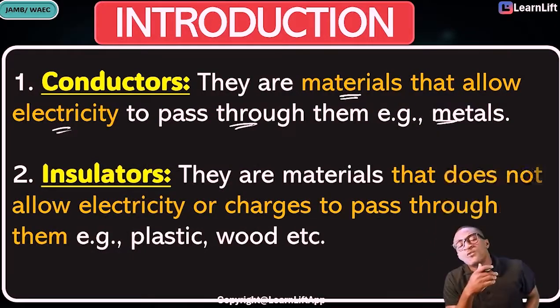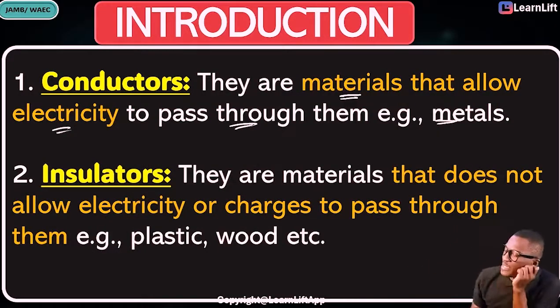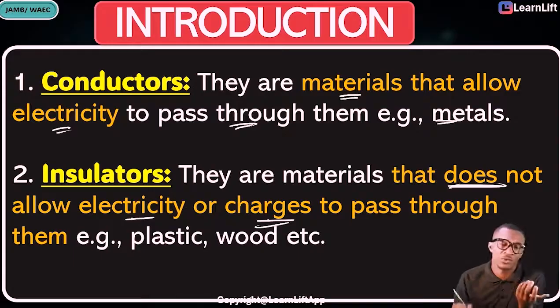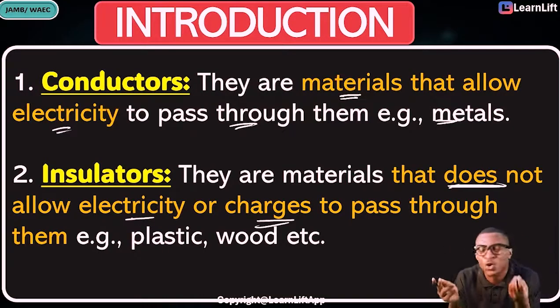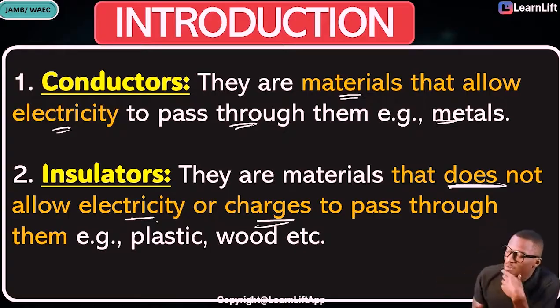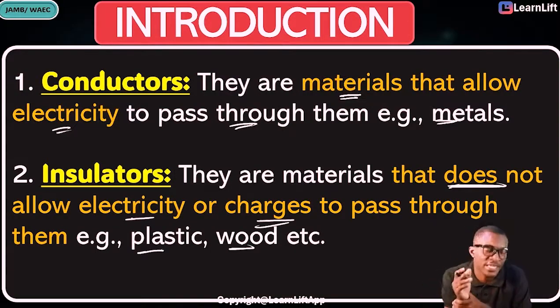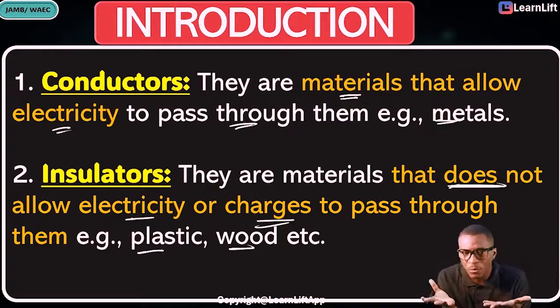Now, what about your insulators? These are materials that do not allow electricity to pass through them, or charges to pass through them. So materials that do not allow electricity or charges to pass through them are called your insulators. Examples are your plastic, your wood, and so on and so forth. Do you understand that?